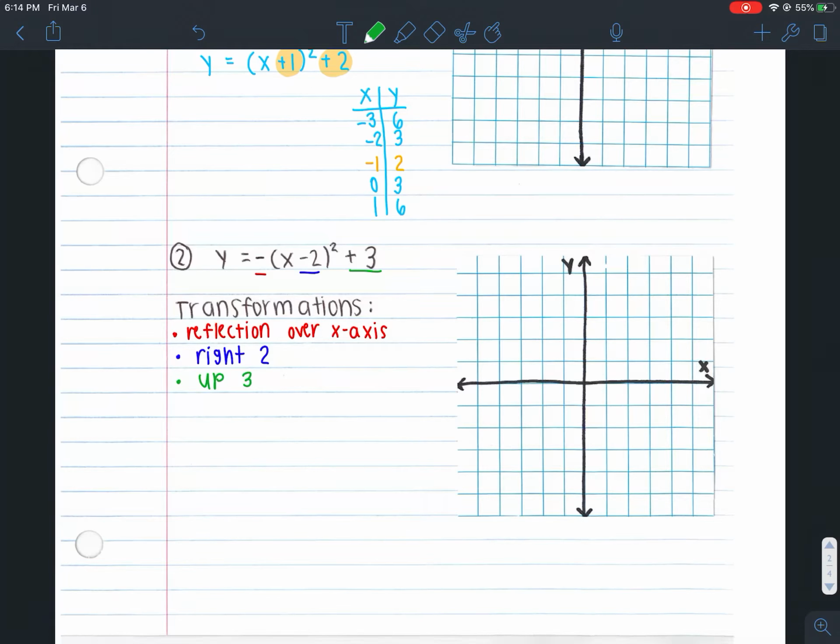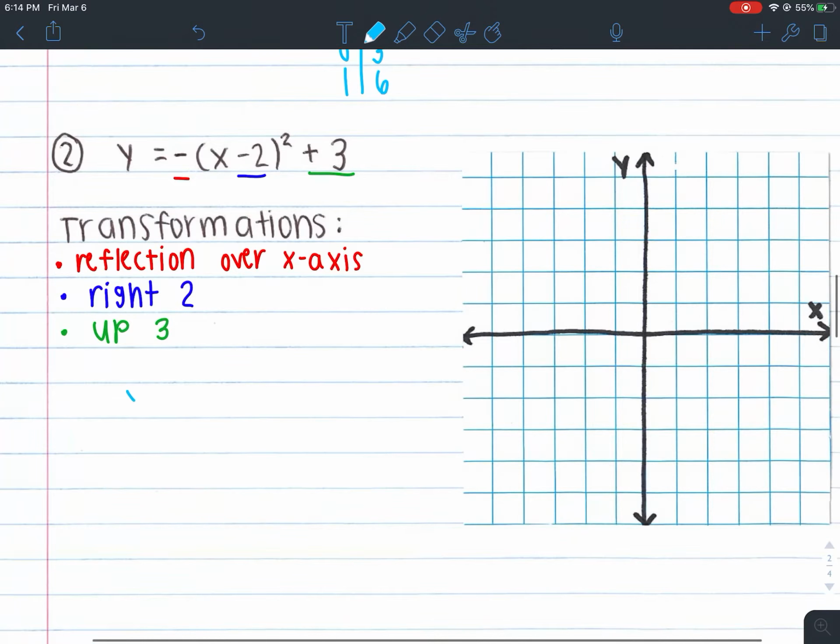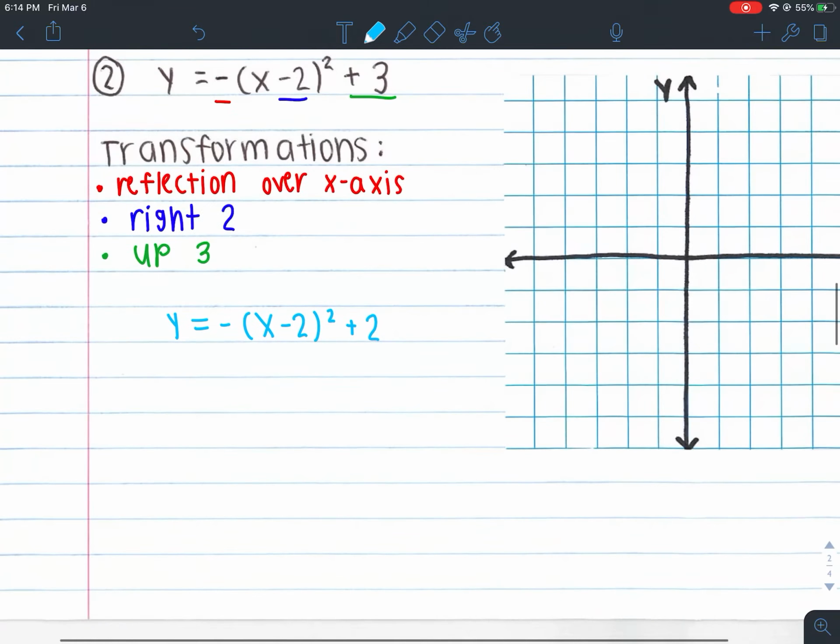I'm not going to graph the parent function on this one, but I did want to show you that that's what we're doing here. So all I'm going to do is just graph this. So the graphing part is nothing new. It's just identifying the transformations that is the new part for us. Okay, so let's go ahead and graph this.